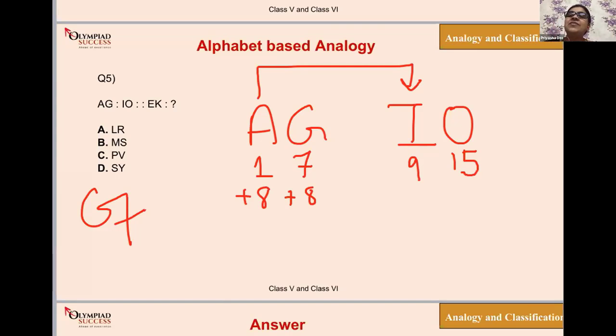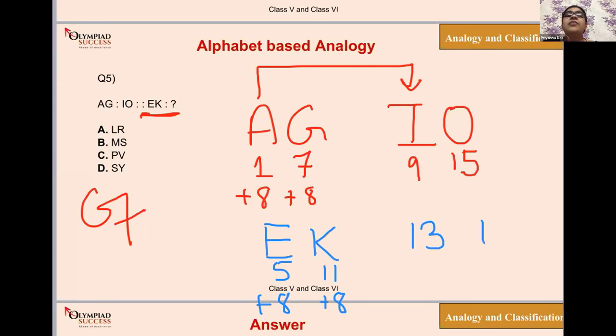So this means we will do the same thing in EK also. While solving EK, we will simply write EK as 5 and 11 and add 8 to both the numbers. When we add 8 to both the numbers, we get 13 and 19, where 13 is equal to M, right? And 19 is equal to S.